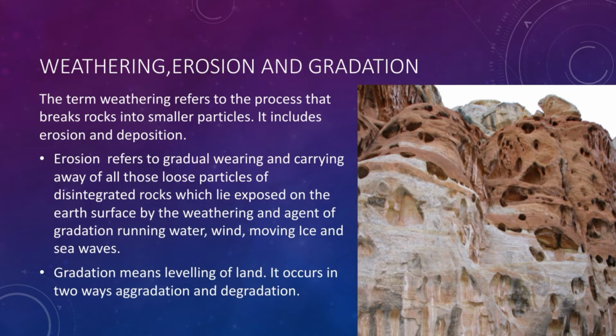Children, now let's learn one more time about the gradation. Gradation means leveling of land. Do you remember? It occurs in two ways. First is aggradation and the second is degradation. Aggradation means to make the level of land high by adding sediments, and degradation means to make the level of the land low by carrying away the sediments. The lowering of the level of the land is called degradation.